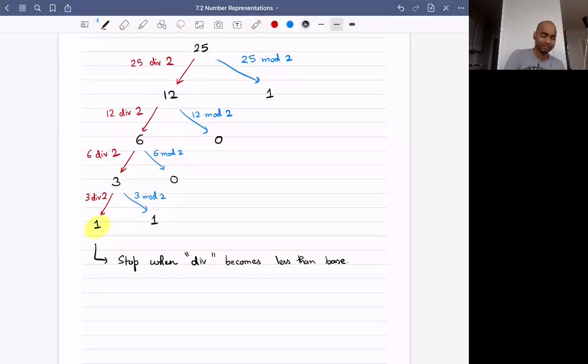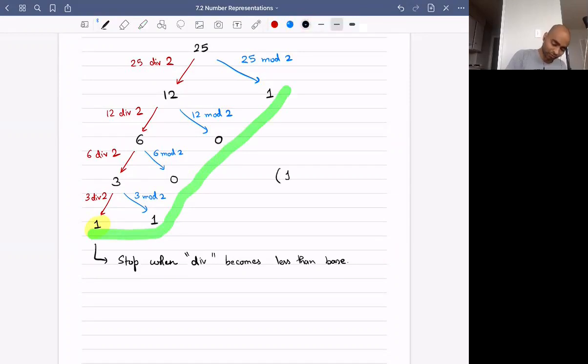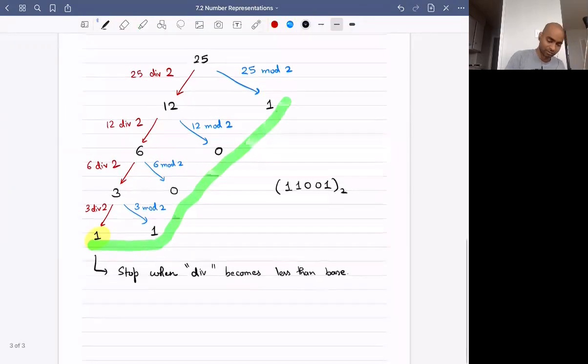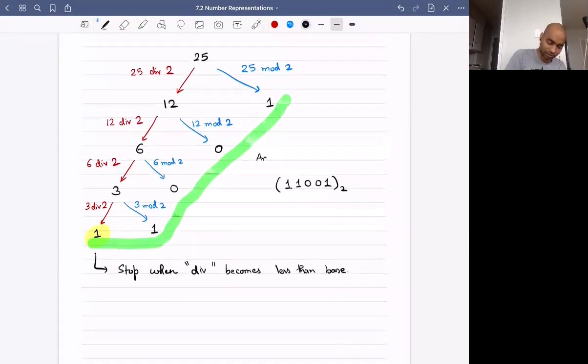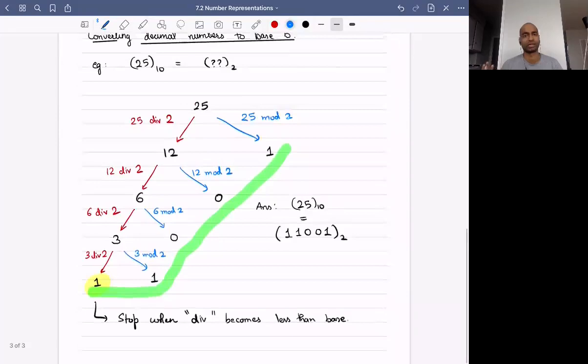Okay, so now we did all this. What is the binary expansion? The binary expansion is simply you collect all of these together. And so I'll get 1, 1, 0, 0, 1, and so my answer is that 25 base 10 is the same as 11001 in base 2. So that's how you would do it. Let's do one more example.